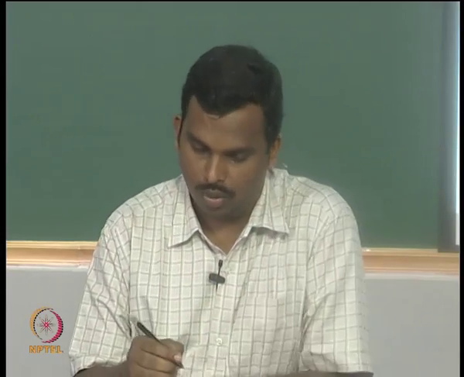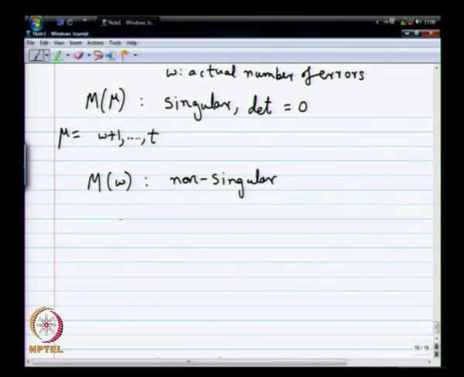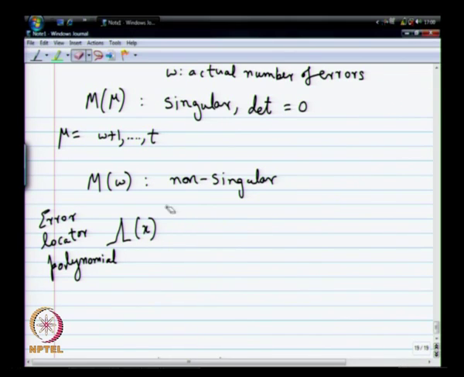All right. So using this, we can now find lambda of x. This lambda of x, by the way, is called the error locator polynomial. So lambda of x can be found, let's say.